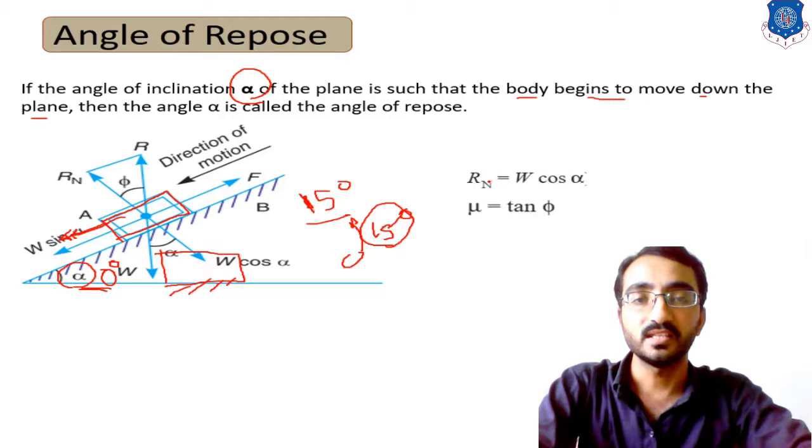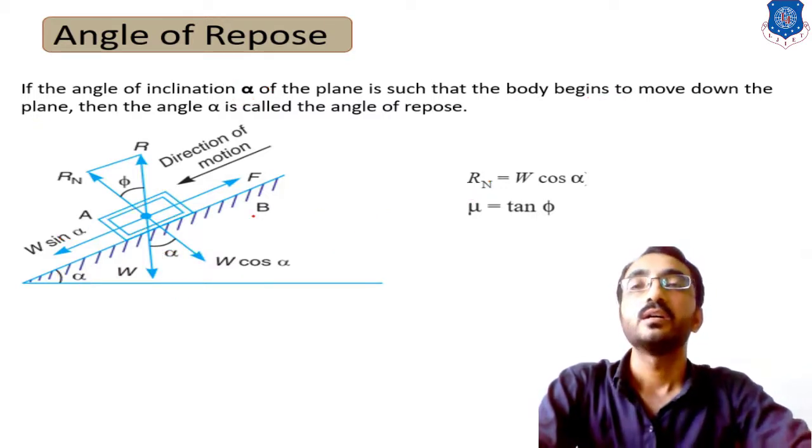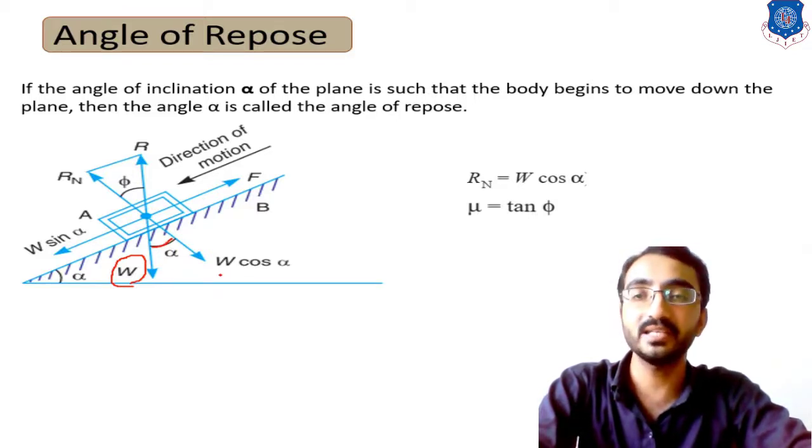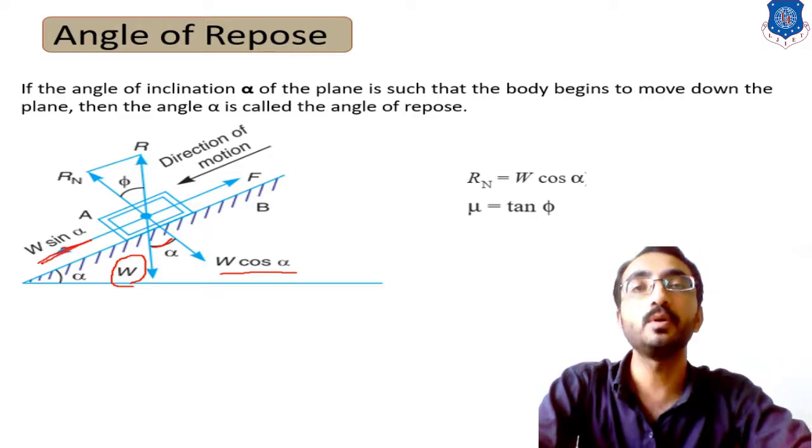So over here, if you refer to this diagram, we can identify that the W, that is the weight of the body, has two components. One component makes an angle alpha, so with this alpha angle it is making a component that is W cos alpha. And the component which is not adjacent to the angle will be W sin alpha.